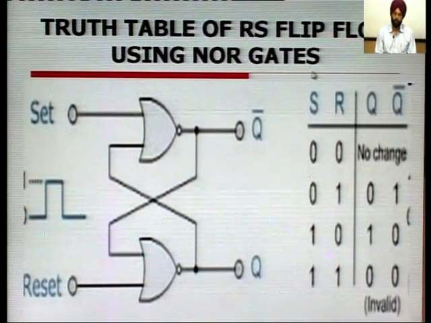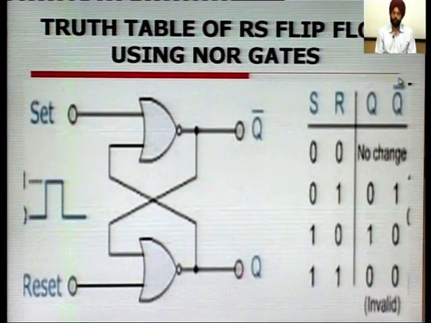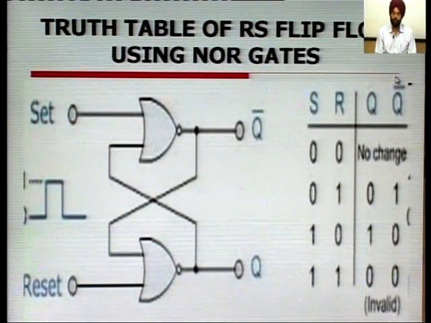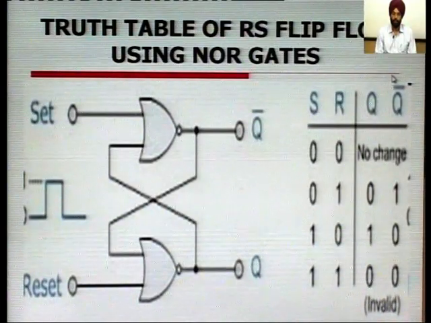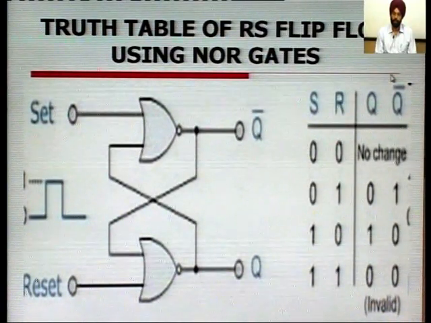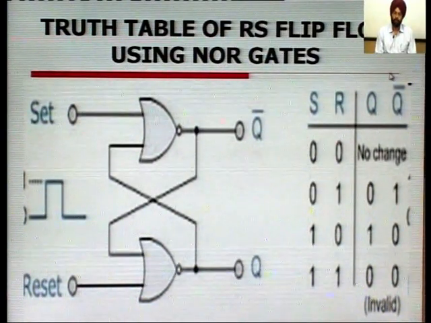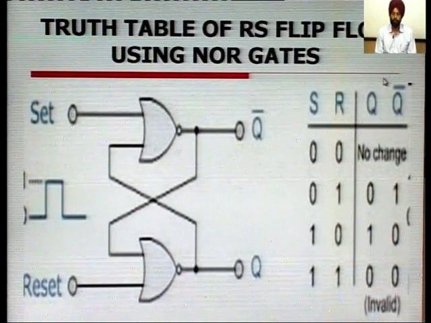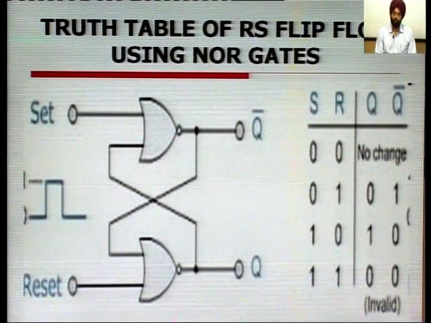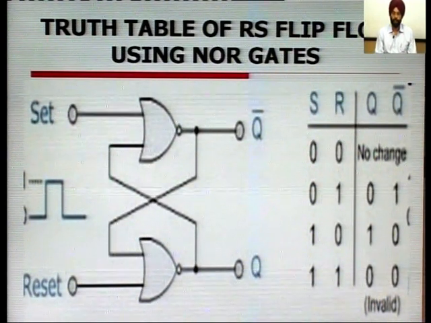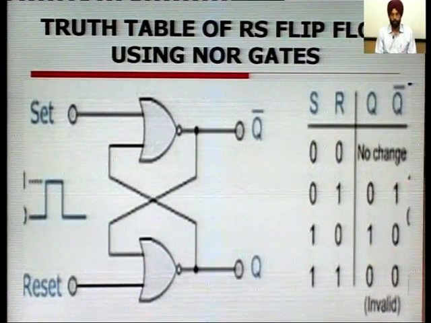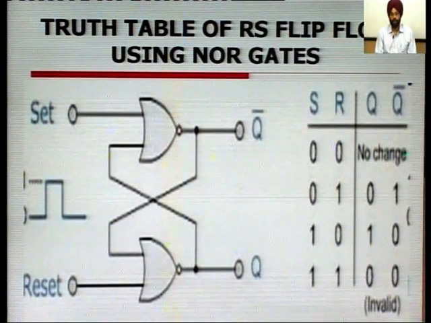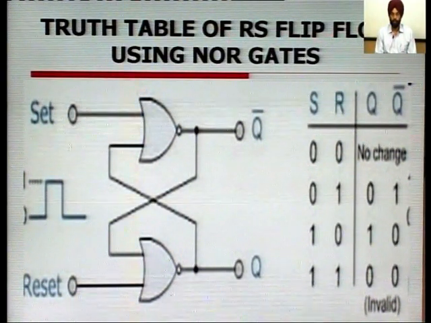What is a truth table? I must tell you, a truth table is the tabular representation of the working of a circuit. And what is there in the truth table? A truth table includes all possible combinations of inputs and the corresponding outputs. So, a truth table explains the working of a given circuit.